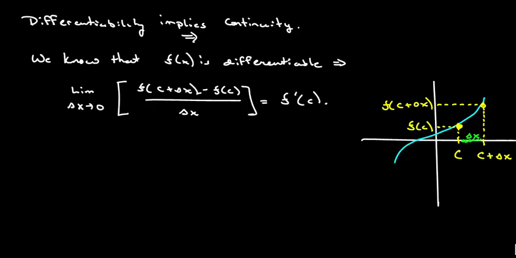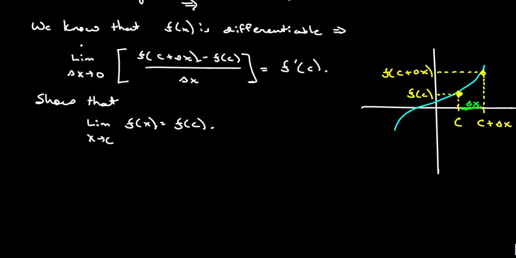Now, from this idea, we need to show that f is continuous at c, meaning we need to show that the limit as x approaches c of f of x is equal to f at c. Here's how we're going to do that. I'm going to make a note here: I haven't given you this other formula for differentiability, but there's another way that we can look at differentiability. Let me just play around with these variables here and show you.